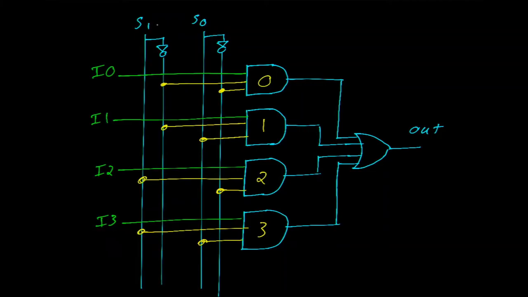And one last example, let's assume select line 1 is set to 0 and select line 0 is set to 1. 0 and a 1 would mean this is true and this is true. So now whatever input 1 does, we'll see that here and we'll also see it on the output.